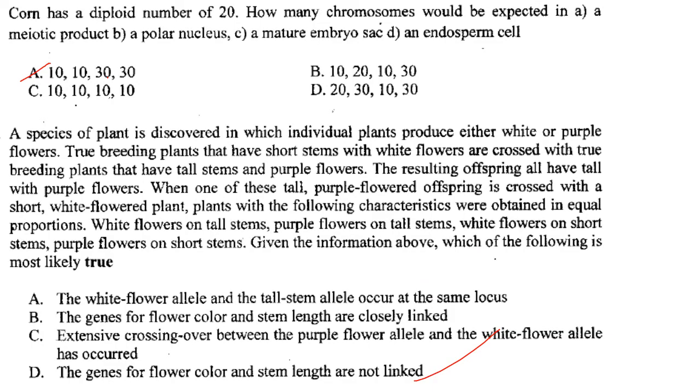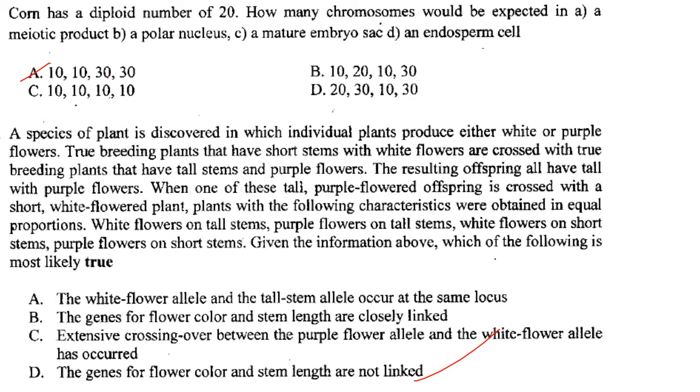Then a plant has a diploid number of 20. How many chromosomes would be expected in a meiotic product, a polar nucleus, a mature embryo sac, and an endosperm cell? So polar nucleus is haploid, meiotic product is haploid, and endosperm is triploid. So it will be 10, 10, 30, 30.